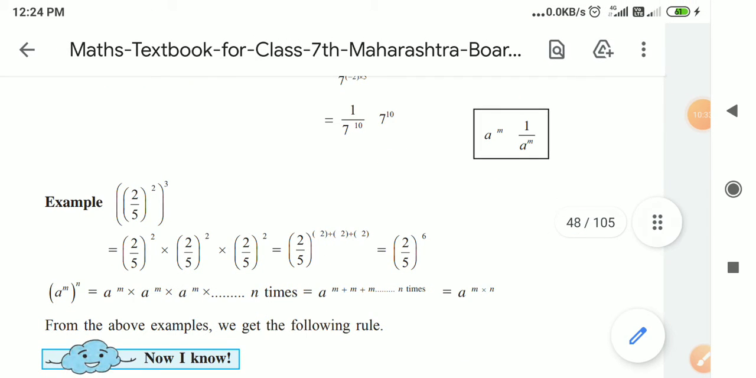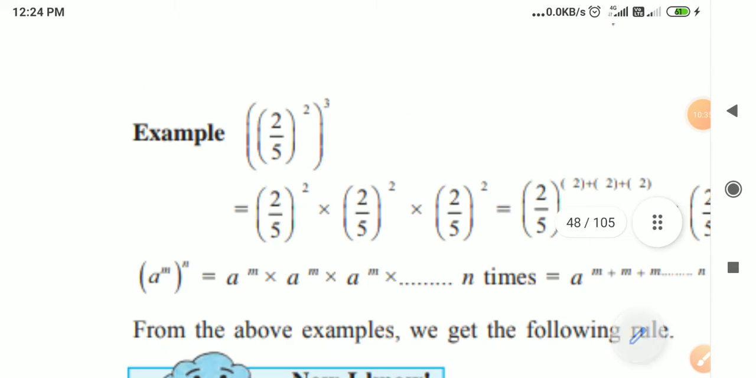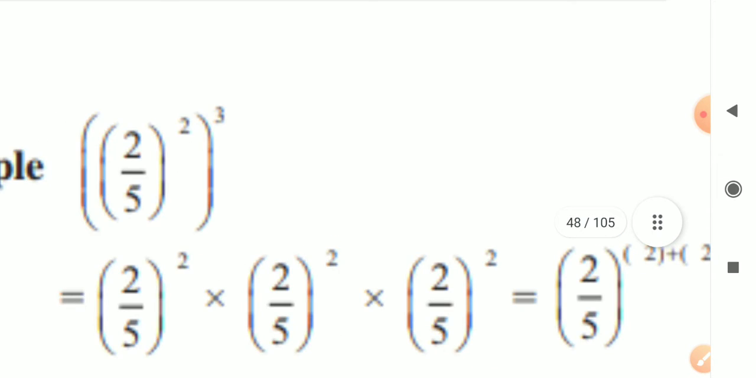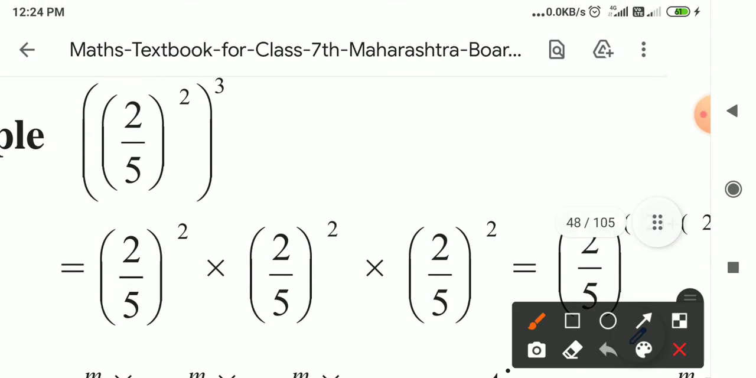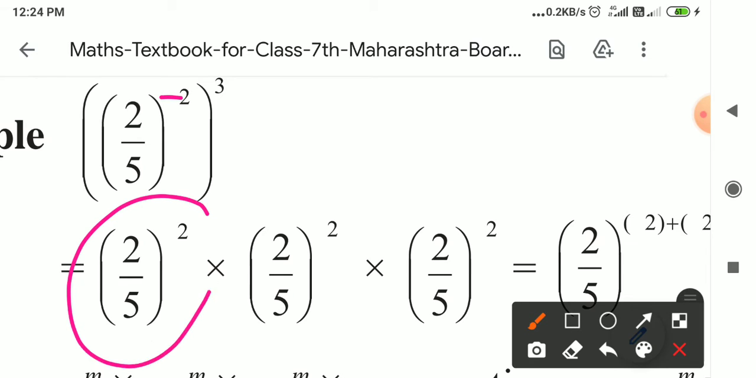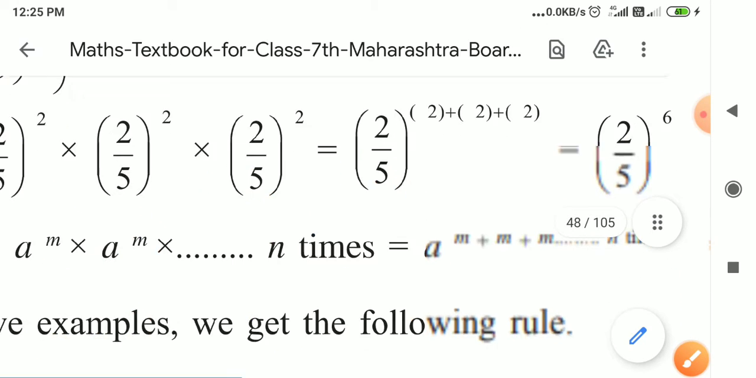Question, example number 2. 2 upon 5 raised to... here also a mistake is there. 2 upon 5 raised to 2, sorry, here we want minus 2 because the negative is there. So 2 upon 5 raised to minus 2 into 2 upon 5 raised to minus 2 into 2 upon 5 raised to minus 2. Okay, and if the base is the same, for indices what we have to do is addition.